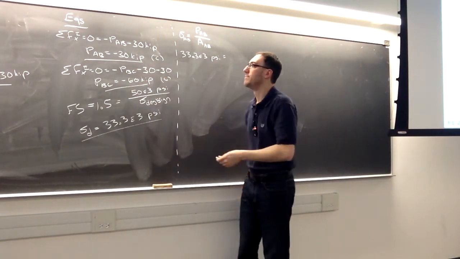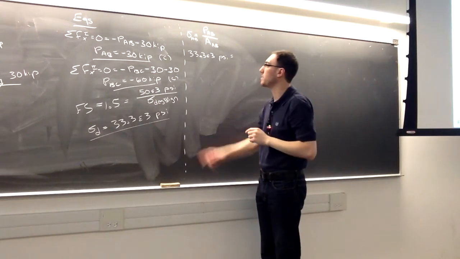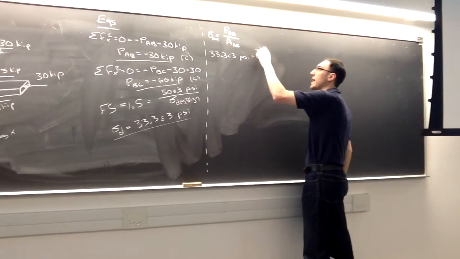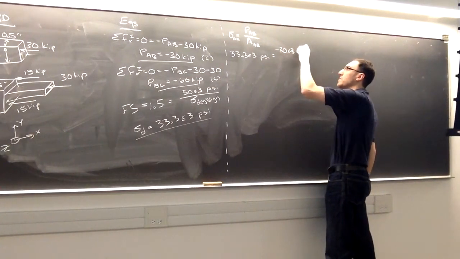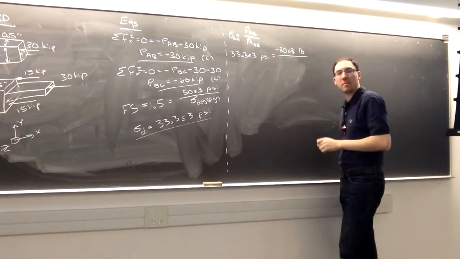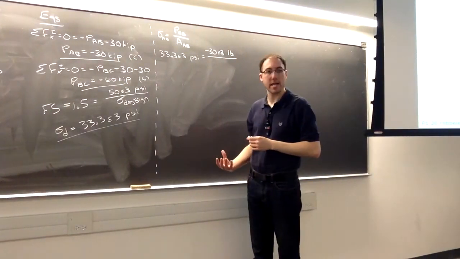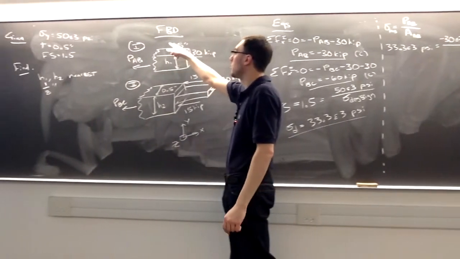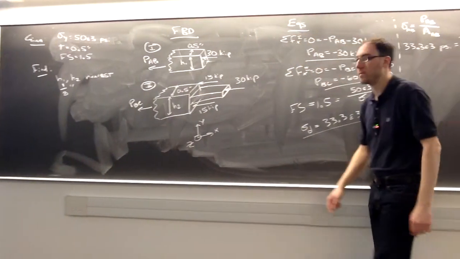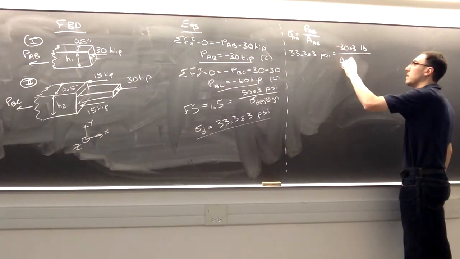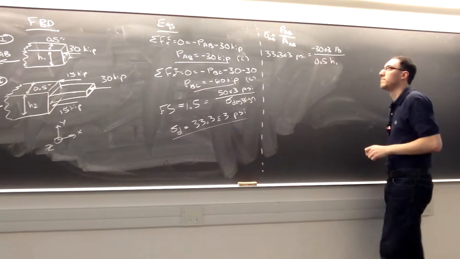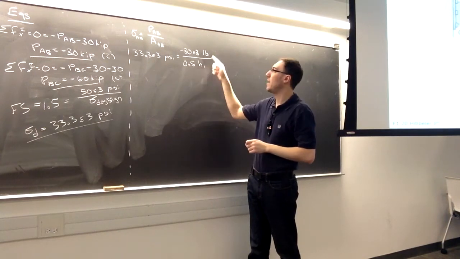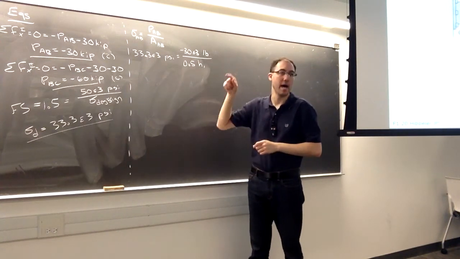PAB, I'll come back in a minute and explain what I'm going to do. The internal force is negative 30 kip, or negative 30 times 10 to the third pound. As we said, the cross-sectional area is going to be the height times the, I'll call it the depth here. So 0.5 inches times H1. This will be in inches, this will be in inches, so we'll have pounds per square inch, or PSI.